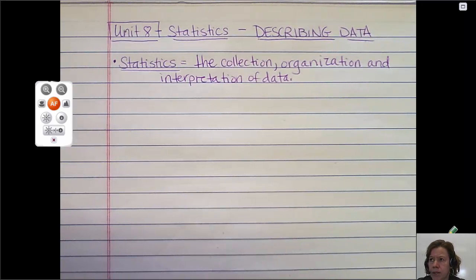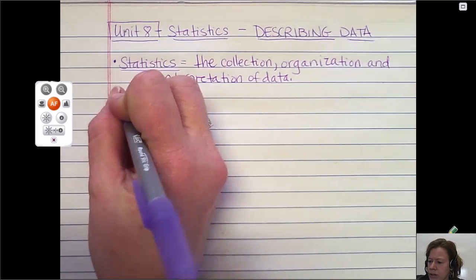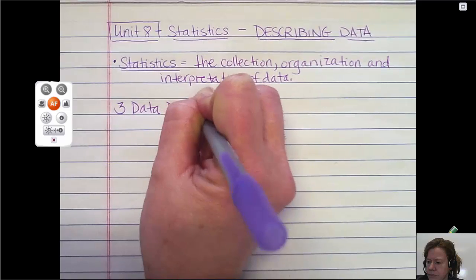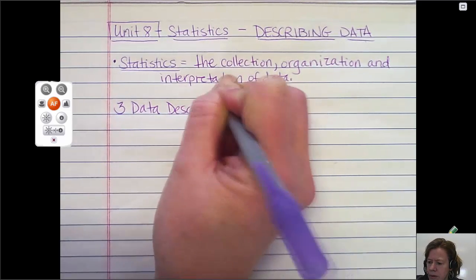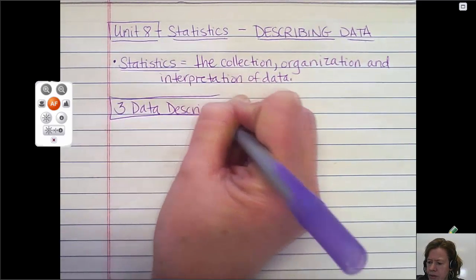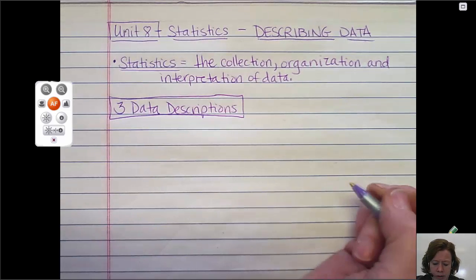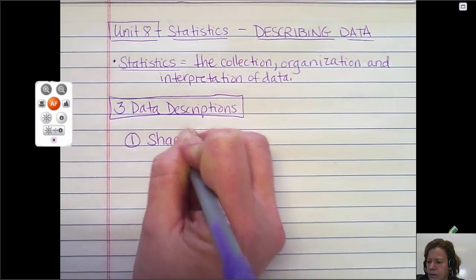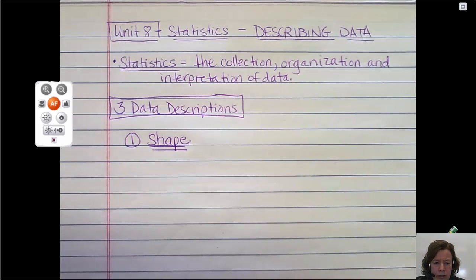All right, one of the big ideas in statistics is that we need to be able to describe our data, and there are three important descriptions of data. So, three data descriptions. And those three things that we use to describe data are, first, its shape. So what that means is we'll end up graphing our data, and we'll look at the shape of that graph, or we'll be given a graph and we need to be able to describe it.